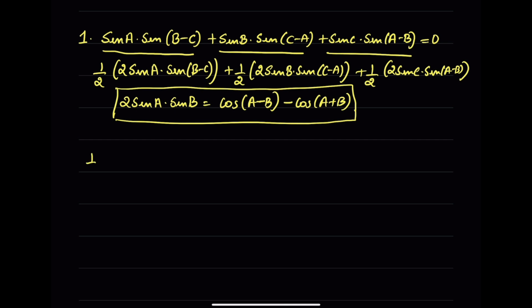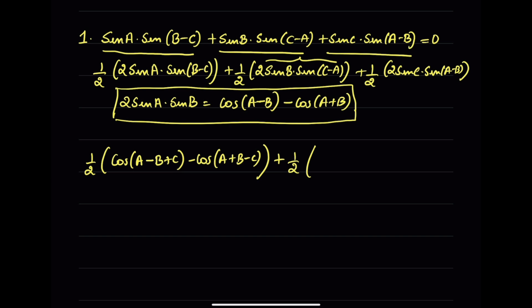So the first part will be 1 by 2 times cos of A minus B, which is cos of A minus B plus C, minus cos of A plus B, which is A plus B minus C. And now let's apply it to the second part here. That would be 1 by 2 times cos of A minus B, which is cos of B minus C plus A, minus cos of A plus B, which is B plus C minus A.